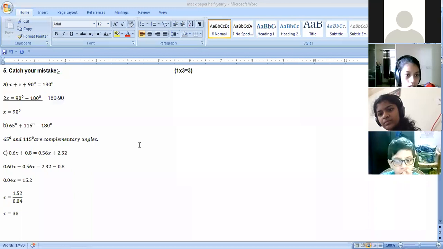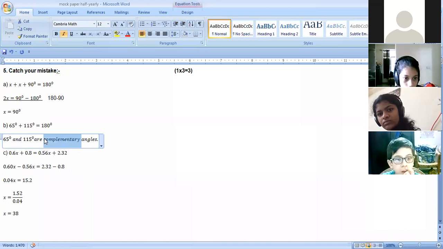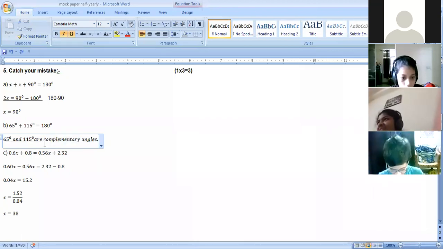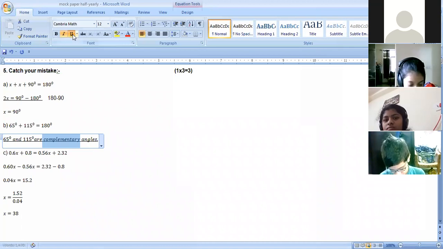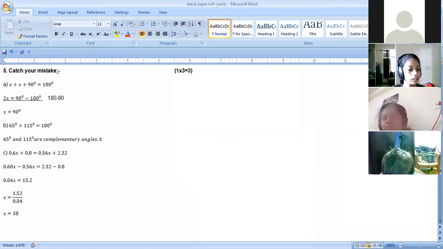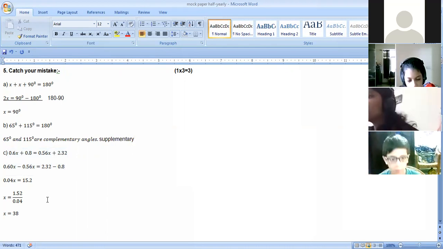That's right, Vedika. Lavish Garg, you are also right here. So you are going to underline this part, complementary. You have to underline this portion. In place of that, you will be writing supplementary. Yeah, it is a supplementary angle.